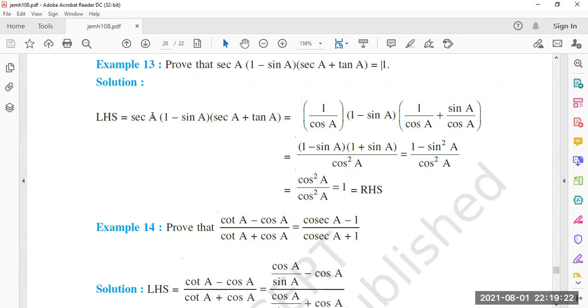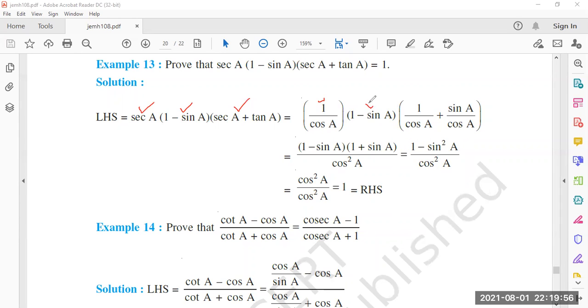Secant a, LHS side is taken. Secant a into 1 minus sin a into secant a plus tan a. Here we see three different ratios: secant, sin, and tan. First of all, secant is represented as 1 upon cos a. We know that secant and cos are reciprocal. So secant can be represented as 1 upon cos, and 1 minus sin a is left as it is.